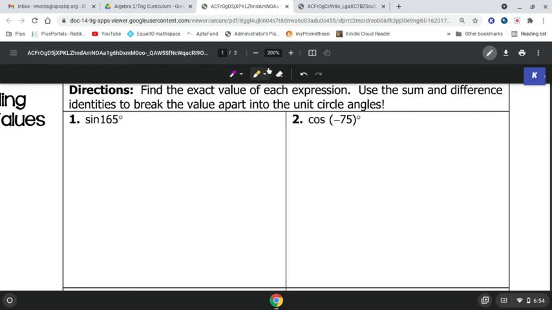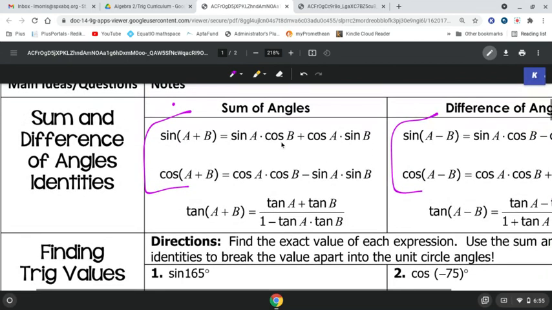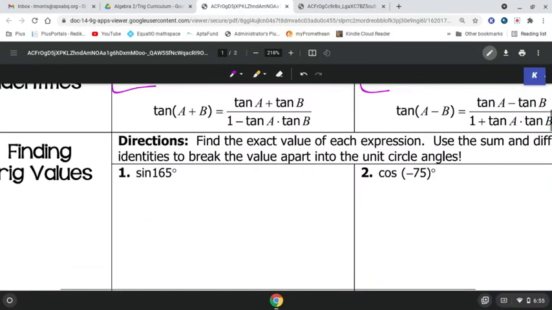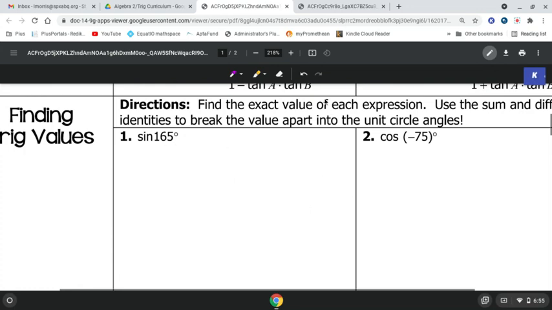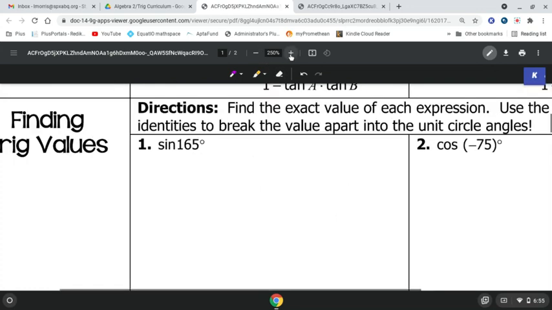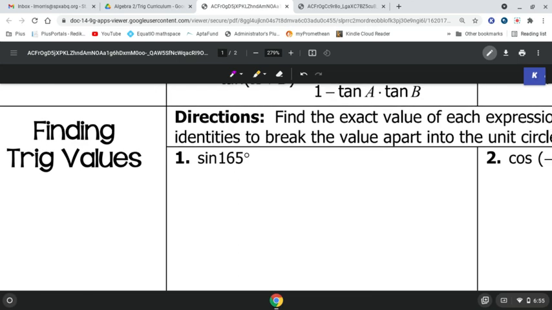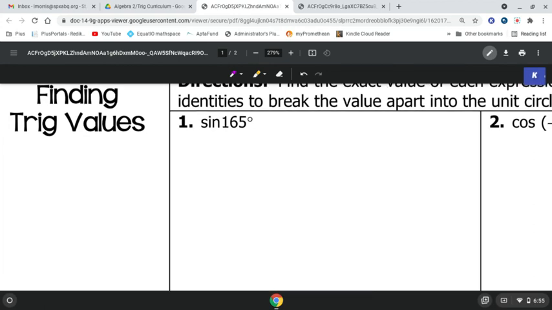number 1. So with these, you're going to notice that you could actually do a sum of angles or a difference of angles if you wanted to, I guess. But for number 1, when it's a positive number, it's going to probably be easier to use the sum of angles, just because it's a little bit easier to think of two numbers to add together rather than thinking of two numbers to subtract. So here's what we're going to do.